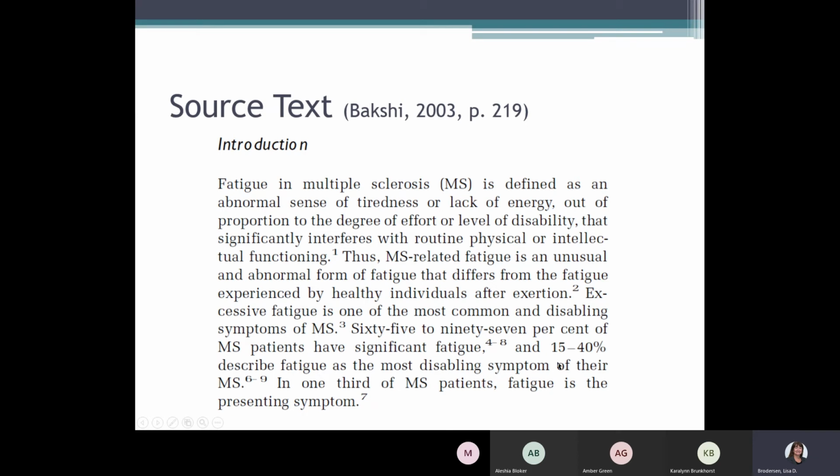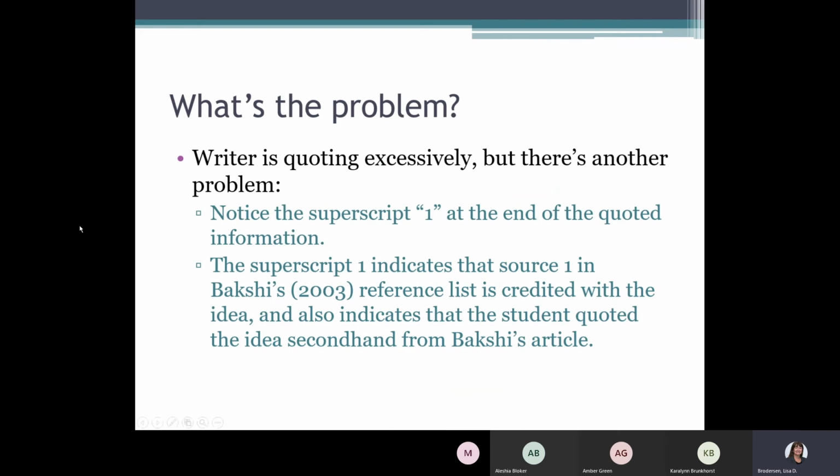Okay, we've got some, in 65 to 97% of MS patients have fatigue, so we've got the prevalence of fatigue, and 15 to 40% describe fatigue as the most disabling symptom of MS. So these are all things that help demonstrate the significance of the problem. All right. So if you think back to the previous clip, or if you have the handout and you can take a look at it, moving to the next clip, we've got to ask ourselves, what's the problem? Well, for one thing, the writer's quoting excessively, but there's another problem that I'm more concerned about.